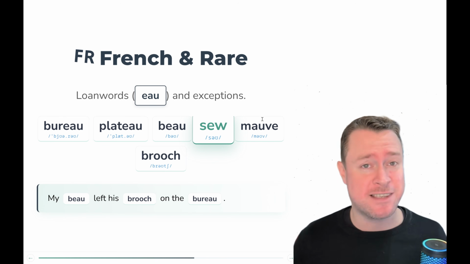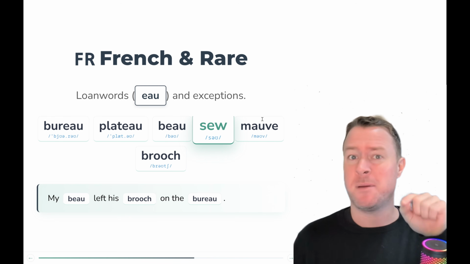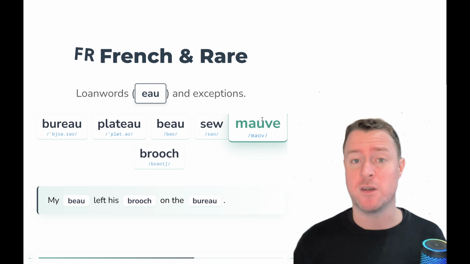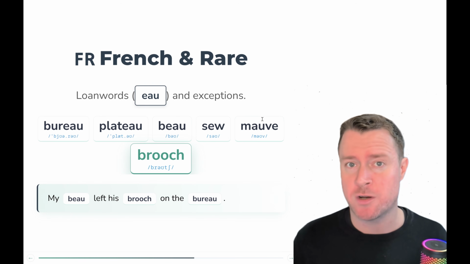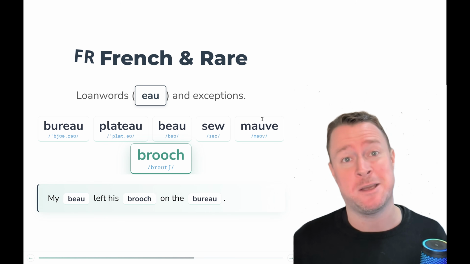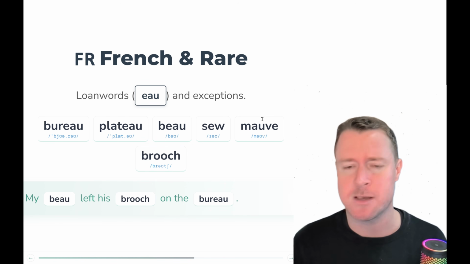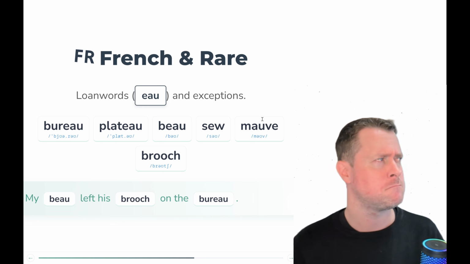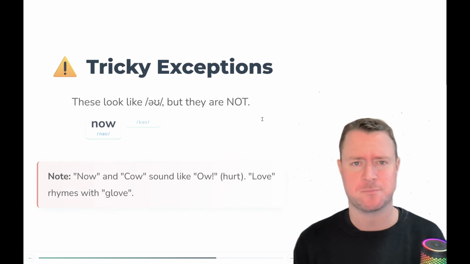Also, so, very rare pronunciation. So, if you practice these, you'll really impress your teacher or your examiner because not many people pronounce these words correctly. So, or even mauve, mauve, or brooch, brooch. Say all these correctly and you really will impress your teacher, okay? Let's try this practice sentence. My beau left his brooch on the bureau. My beau left his brooch on the bureau.